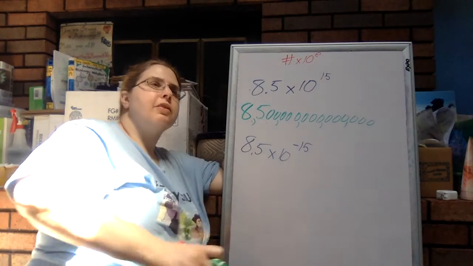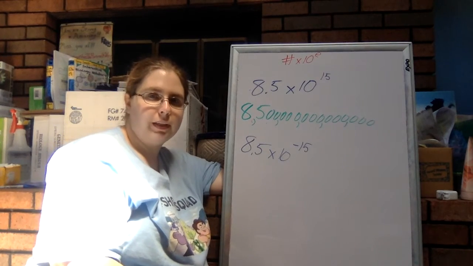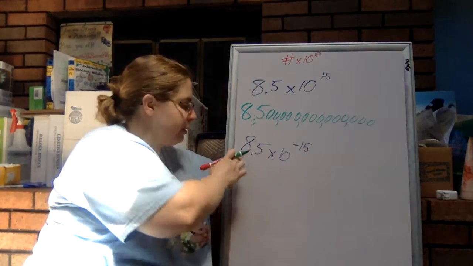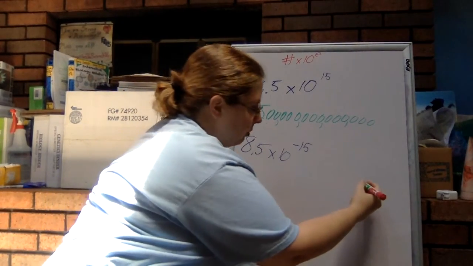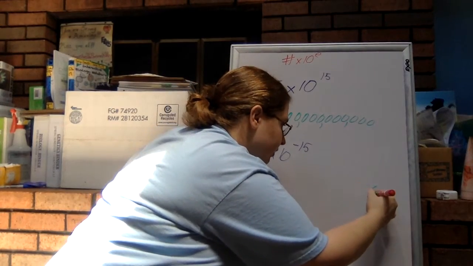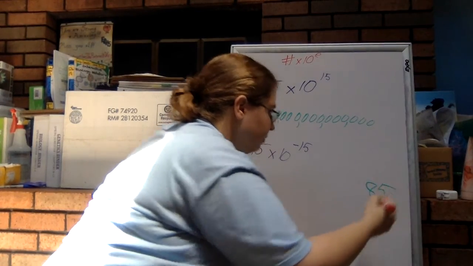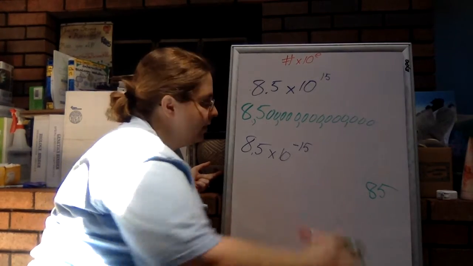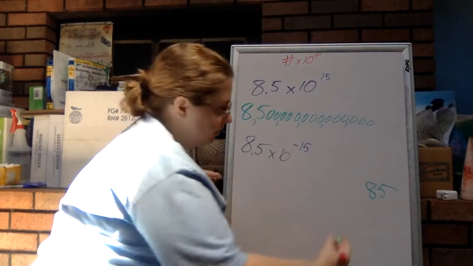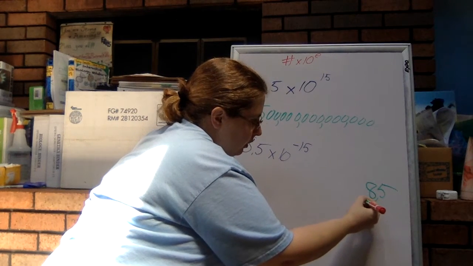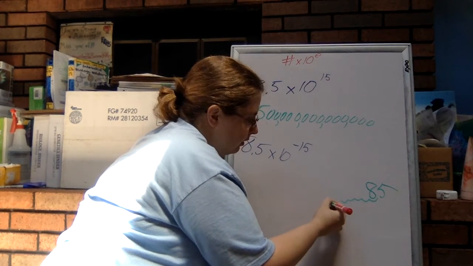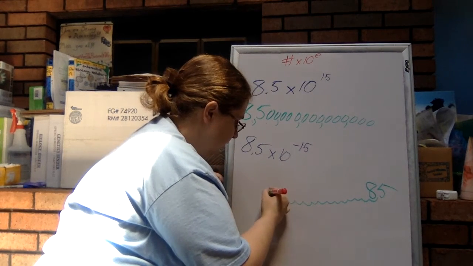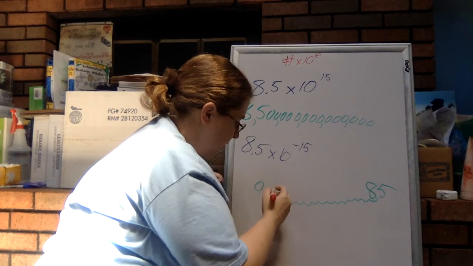Now let's do the same thing with this one, which has a negative exponent. Negative exponent means that our number is going to be smaller than 1. That means that all those zeros that we want to fill back in are going to have to go in front of the 8. So I'm going to write the 8 and 5 over this way. And this time I'm going to move my decimal point 15 places to the left. Fill in my zeros.